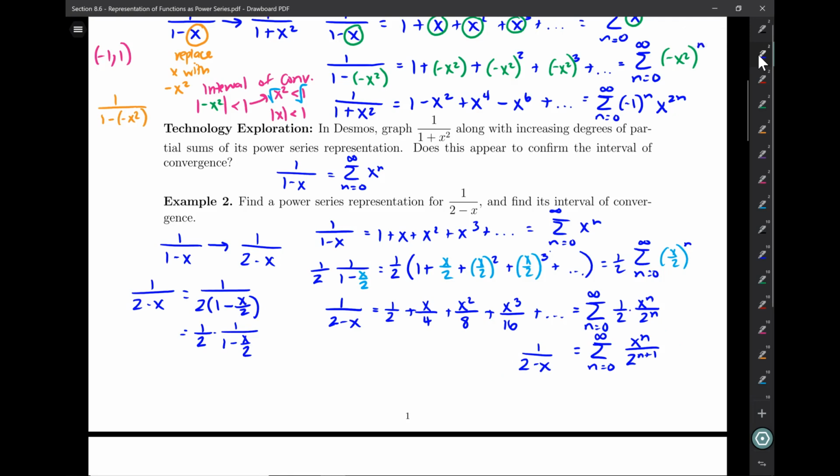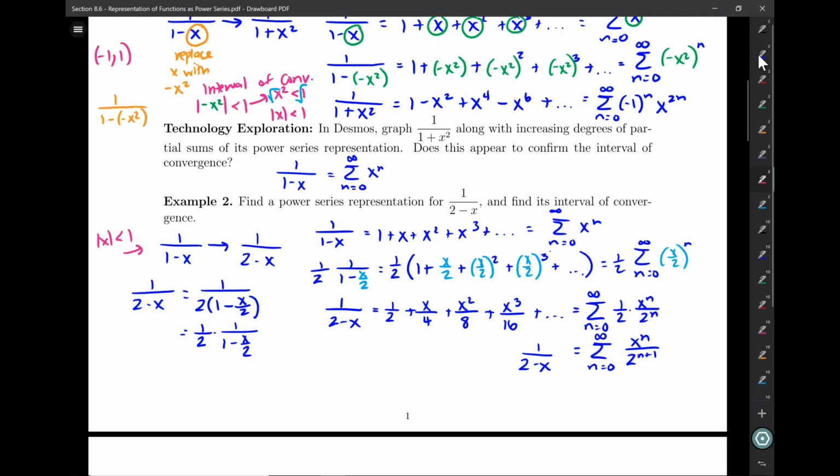Looking at the previous interval of convergence for this one, it was, again, absolute value x has to be less than 1. Notice the two things that we did when we manipulated 1 over 1 minus x to get 1 over 2 minus x. One of the things that we did is we multiplied through by 1/2. Now, if you imagine multiplying a power series by a constant, that won't affect the interval of convergence at all, right? The only thing it will affect is the overall sum. Now the overall sum will be half of what it previously was, but it won't affect which x values the power series converges for. So I don't have to worry about that multiplication by 1/2 affecting the interval of convergence.